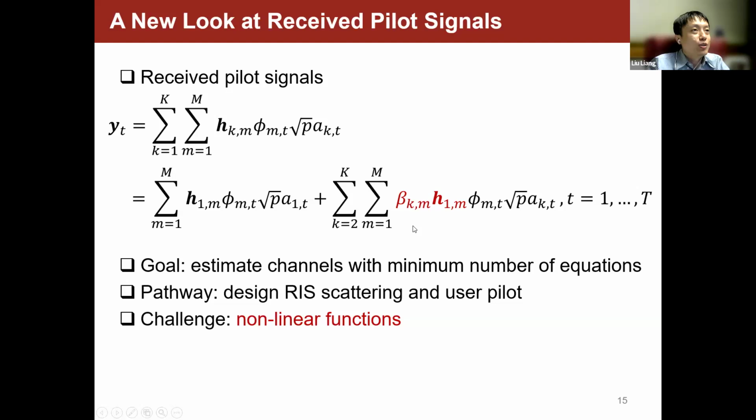For the linear system, we know that if the number of equations is equal to the number of unknowns, we can uniquely solve this linear system, right? But for the nonlinear system, we don't have such results. We don't know how many equations are needed to estimate these unknowns here. So this is the challenge that we need to tackle.